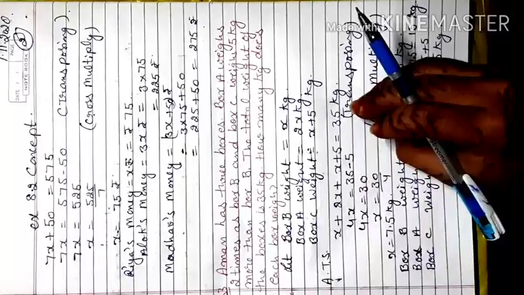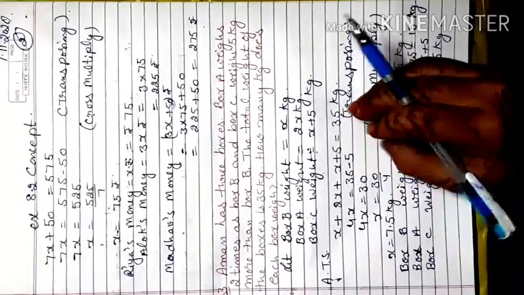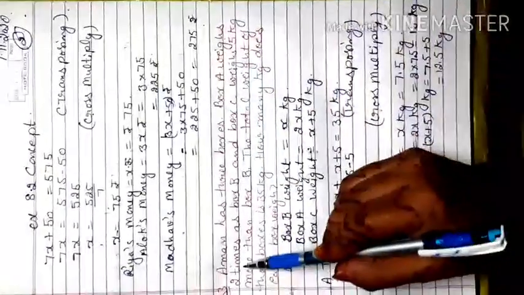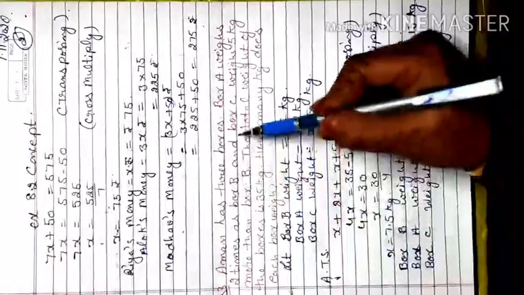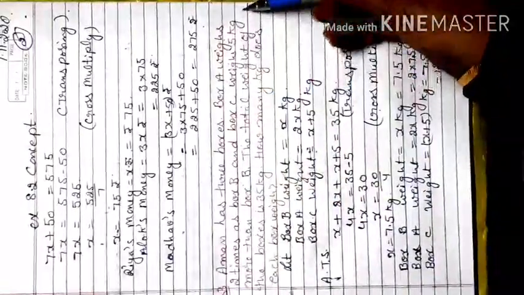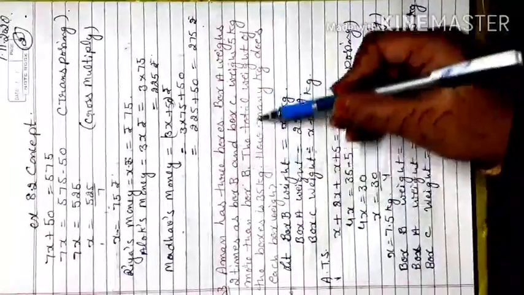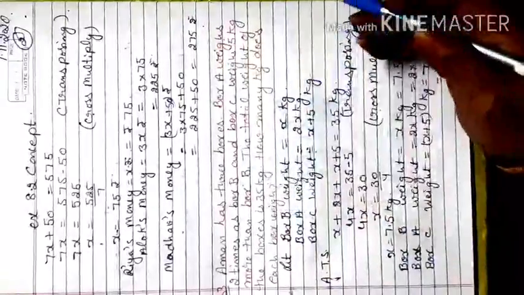Next is your third question. Aman has 3 boxes. Box A weighs 2 times as much as box B, and box C weighs 5 kg more than box B. The total weight of the boxes is 35 kg.